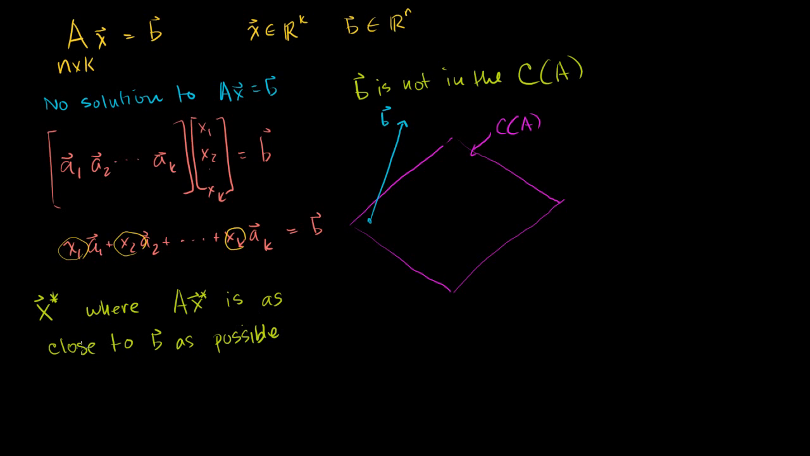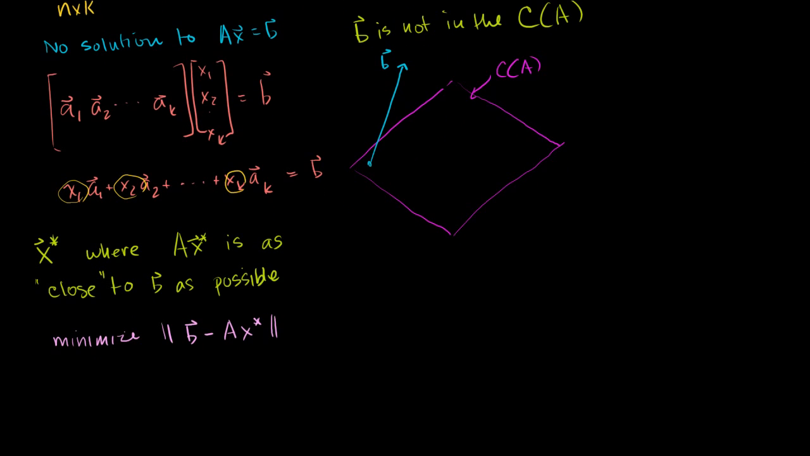Or another way to view it, when I say close, I'm talking about length. So I want to minimize the length of b minus A times x star. Now, some of y'all might already know where this is going, but when you take the difference between two vectors and then take its length, what does that look like?